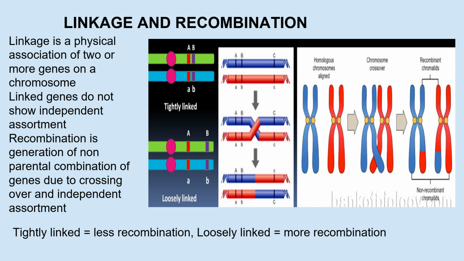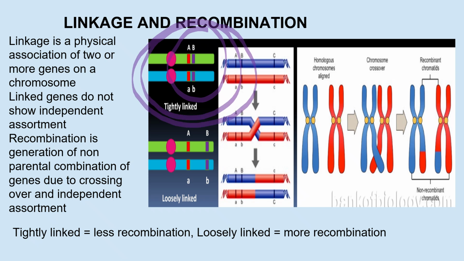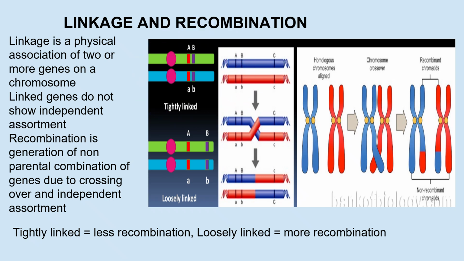On the screen, if I show you these two genes, I hope you're able to see this. These two genes, capital A and capital B, are very closely located, so these genes are linked genes. अब अगर यहाँ बात करें हम, if you see here, these A and B genes are quite far away from each other. So these are not linked.